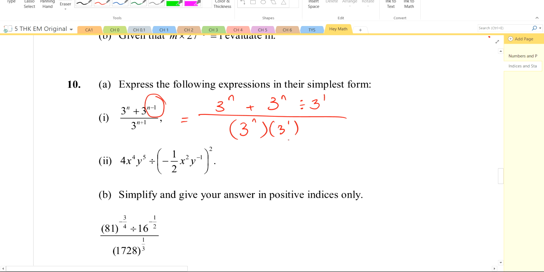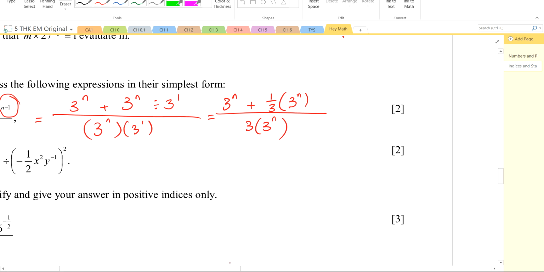Okay, now we can simplify already. So this is 3 power n plus, divide by 3 is actually 1/3. 1/3 of 3 to the power of n, divided by 3 times of 3 to the power n. So I've got 3 to the power n plus 1/3 of it divided by 3 times of it.